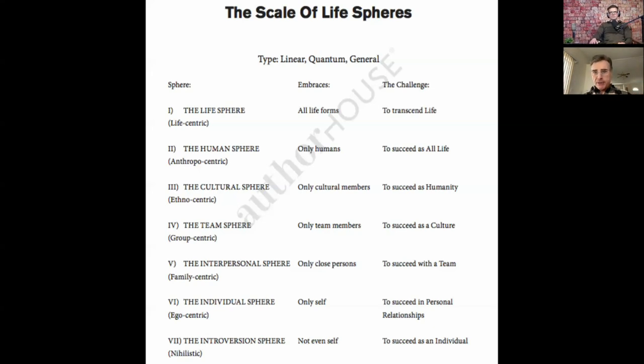Now we go up to 3. Now realize everybody starts at 7, right? You're working your way up. Now you come up to 3. 3 is ethnocentric. So now this is a guy, he thinks of himself as an American, or he thinks of himself as an Italian, or he thinks of himself as a Mexican, right? It's ethnocentric. So this guy embraces all the members of that culture.